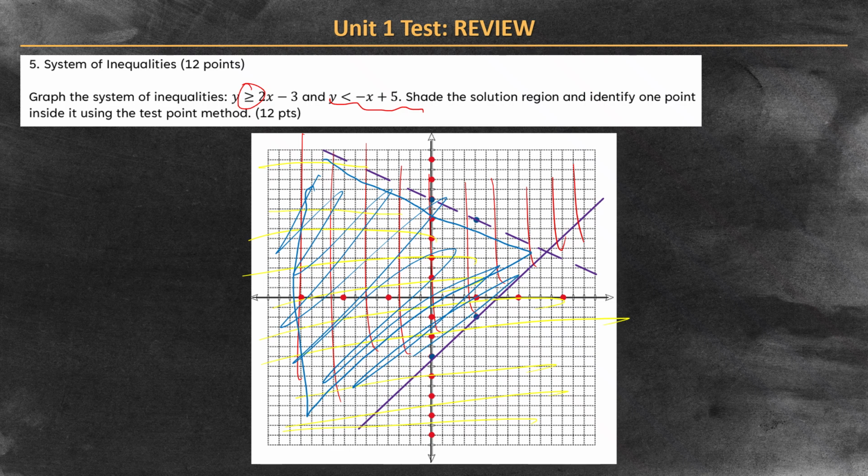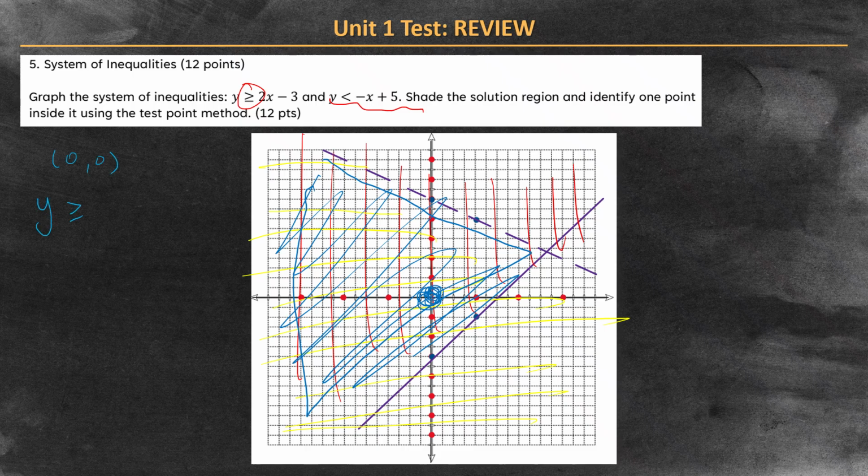Now, again, it says identify one point inside it using the test point method. So what is the easiest point that you can find? 0, 0. So let's check 0, 0. If 0, 0 is the solution, let me find a lighter pen. 0, 0, is it the solution for both inequalities?